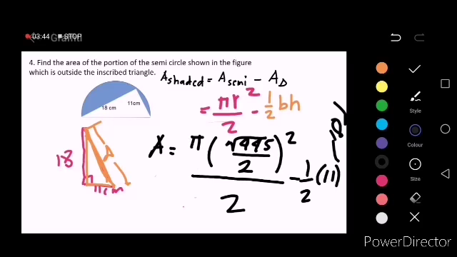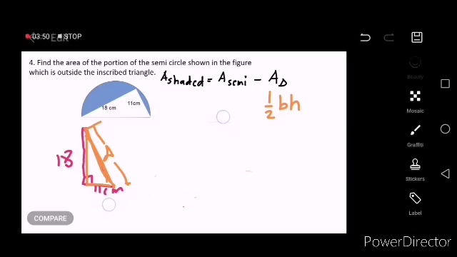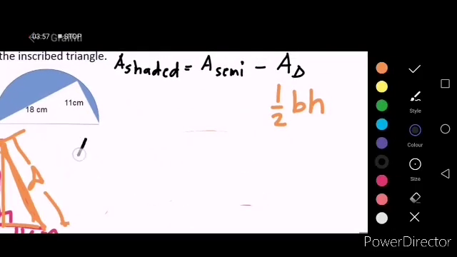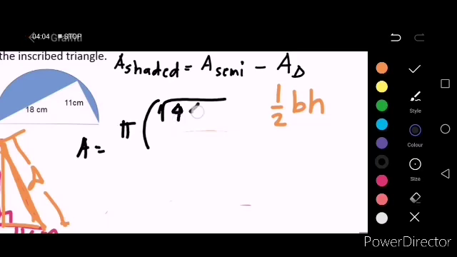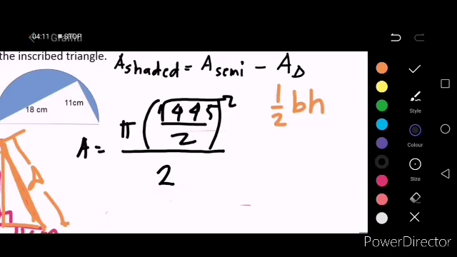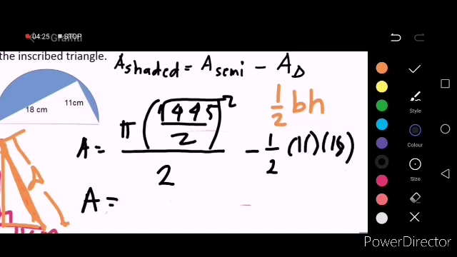Sige, habang sinusolve nyo sa calculator nyo, try nating i-rewrite yan. So, the area of the shaded is equal to pi r squared. So, the r is square root of 445 over 2. Square it. And then divide it by 2. Because that's the area for the semicircle of the given. And minus 1/2, the base given is 11 times 18. So, the area, using your calculator, is now what? Yes, it should be 75.75 cm squared.